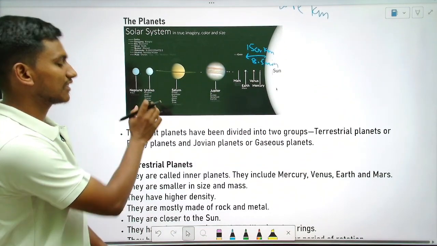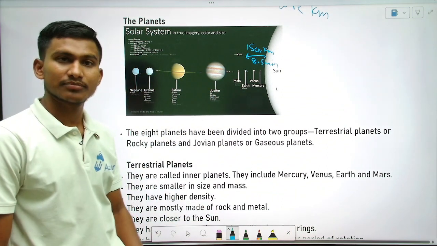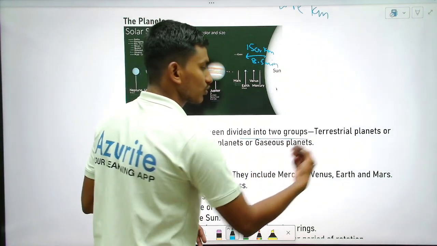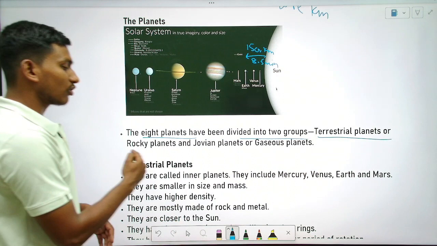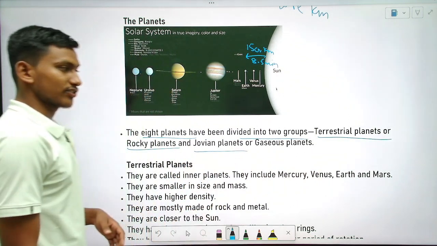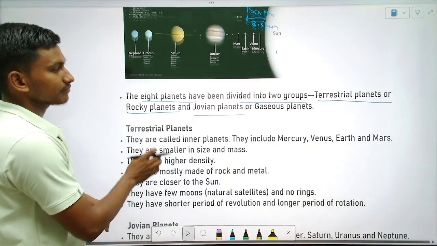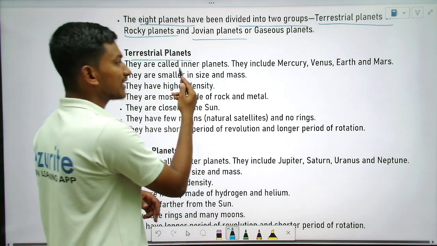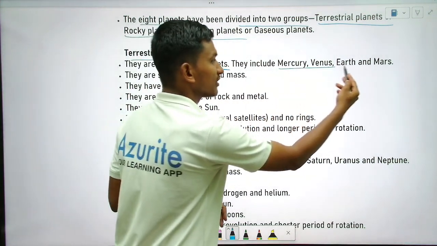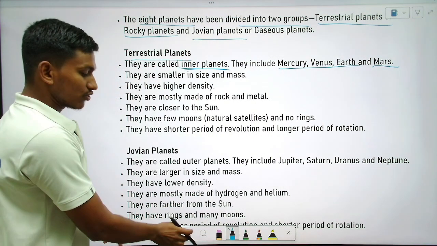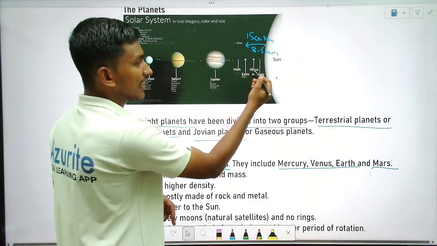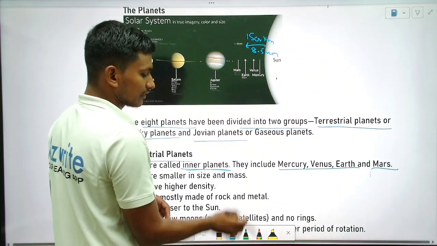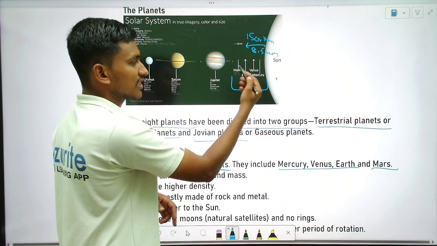That is the planets, different planets. There are 8 planets in this solar system. The 8 planets have been divided into two groups: terrestrial planets, or rocky planets, and Jovian planets. Let us see what that means. Terrestrial planets are the inner planets. They include Mercury, Venus, Earth and Mars. If you see the inner planets from the sun, these four are Mercury, Venus, Earth and Mars.